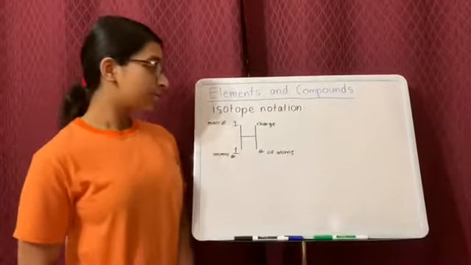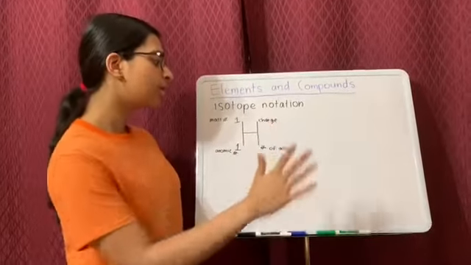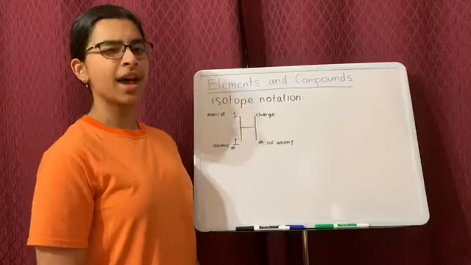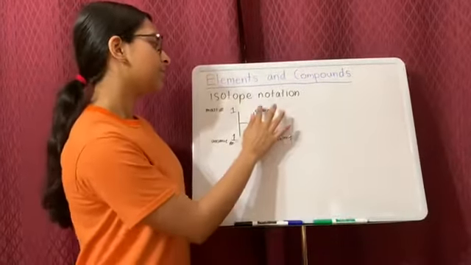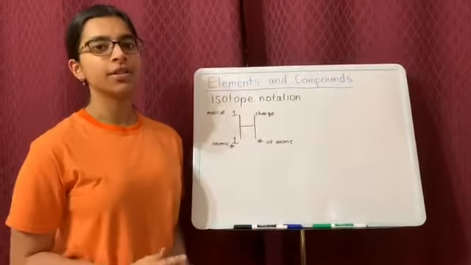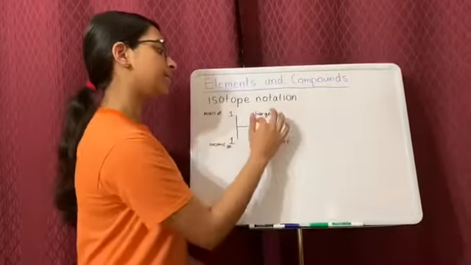A neutral hydrogen atom is going to have a charge of 0, so we just don't write anything up here in the charge. But if it were an ion, for example, if it was an H plus ion, there would be a plus here. Or if it was a minus, there would be a minus, or 2 plus, 2 minus. The number and the direction of the charge would be indicated here.